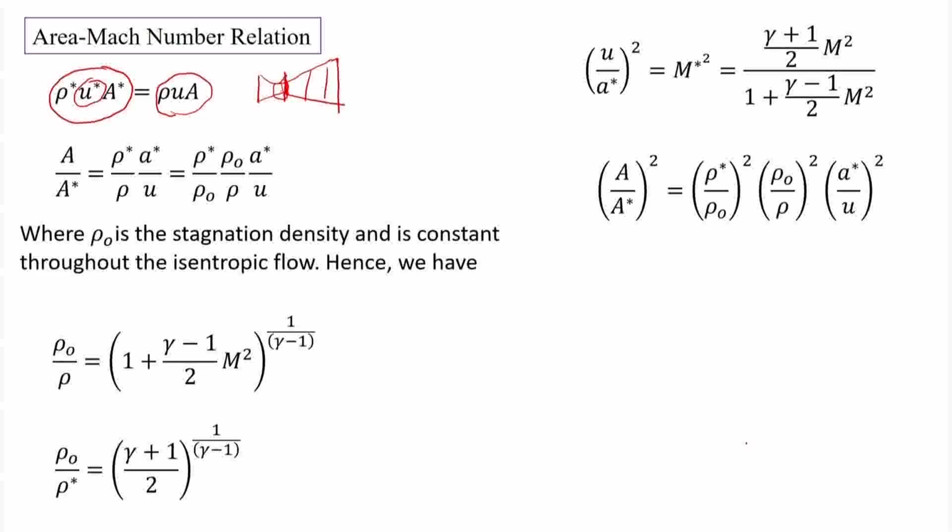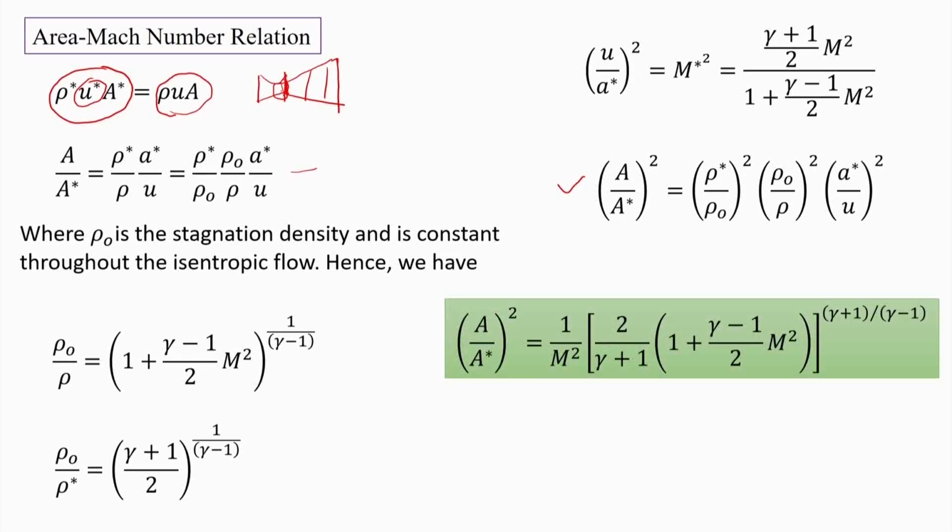Then putting these in this relation, and if we square this equation, we will get this relation, and in this we will keep all the equations whatever we have obtained. Then we will get a standard relation, which is called A by A star, the area and Mach number relation.